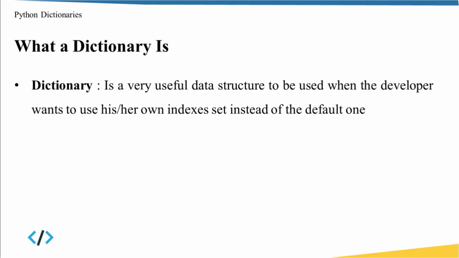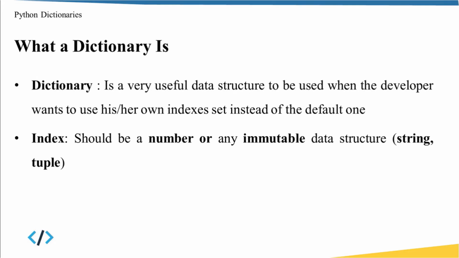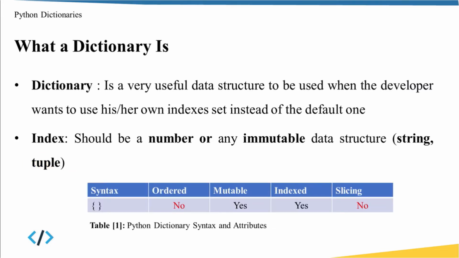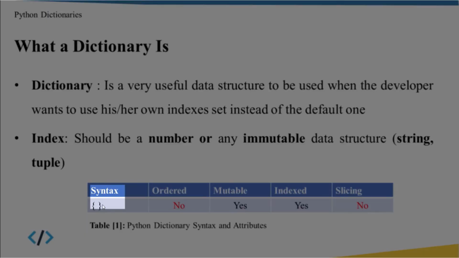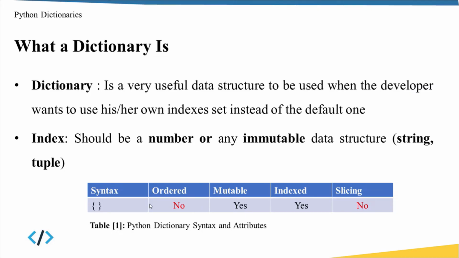Since you are going to create the index set by yourself, you have to know that the index should be a number or any immutable data structure in Python, like a string or a tuple. Now let's see the dictionary details. In order to create a dictionary, you have to use curly braces, as you see here. Dictionary is not an ordered data structure, and it's not ordered because you define the index set by yourself. Dictionary is mutable, so once you create it, you can update the content. It's not a problem. Dictionary is an indexed data structure, and don't forget that you create the indexes by yourself, but dictionary does not support slicing, so you cannot extract a subdictionary from a dictionary using the slicing operator.